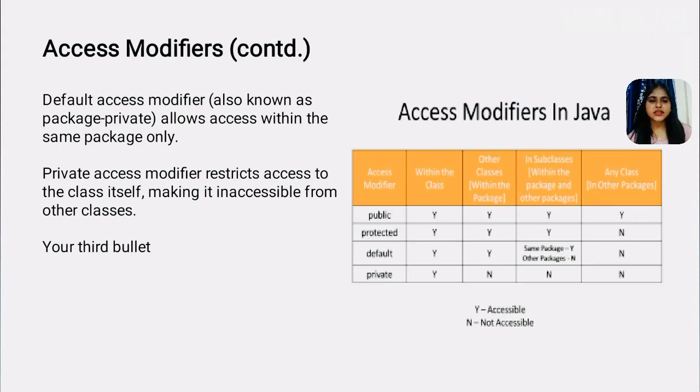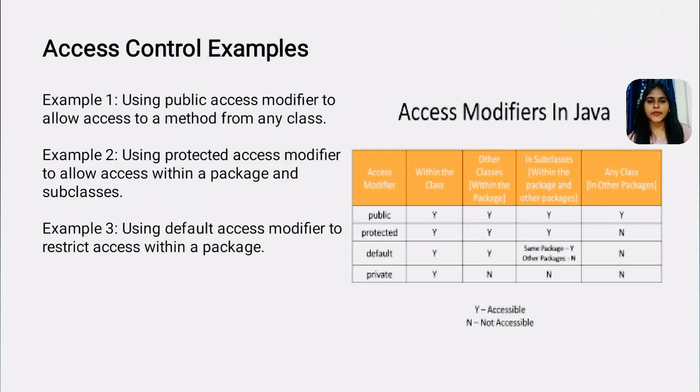Here we can see some of the examples of access modifiers in Java. Access control examples. Example 1, using public access modifier to allow access to a method from any class. Example 2, using protected access modifier to allow access within a package and subclasses. Example 3, using default access modifier to restrict access within a package.